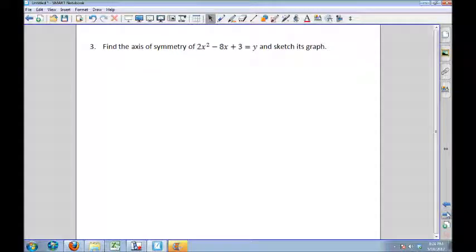Find the axis of symmetry of a parabola. Well, when it's written in standard form, y equals ax squared plus bx plus c, the axis of symmetry for any parabola is negative b over 2a. For this one, it is in standard form. Here's my a, my b, and my c.